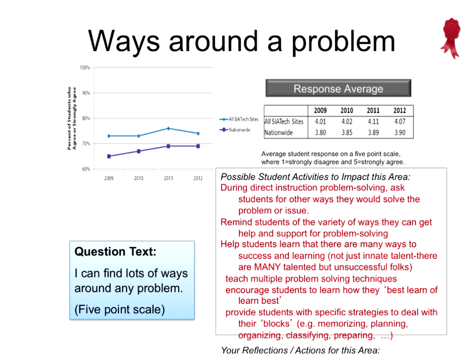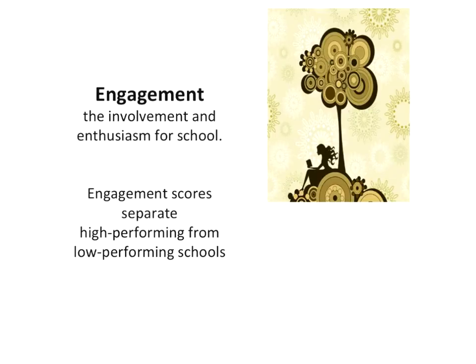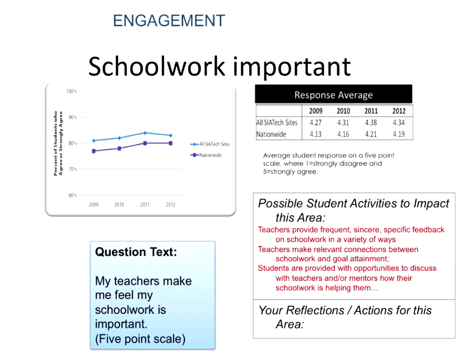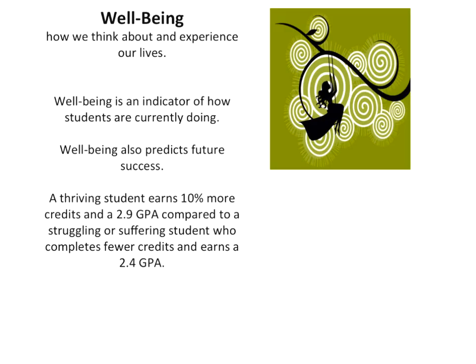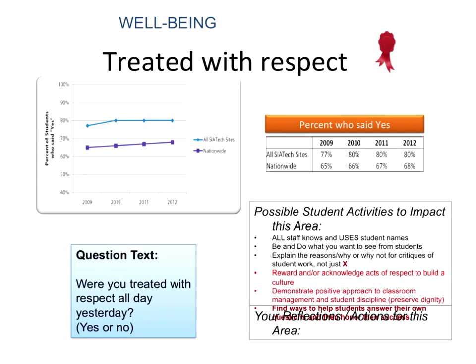So our students, when they're answering these questions, really give information about how they feel in our school and that leads to their success. Engagement is their enthusiasm for school. Again, our students do a really good job here. We're typically above the national average. And then their well-being. And again, we see that as above the average. So this helps us with our conversations.